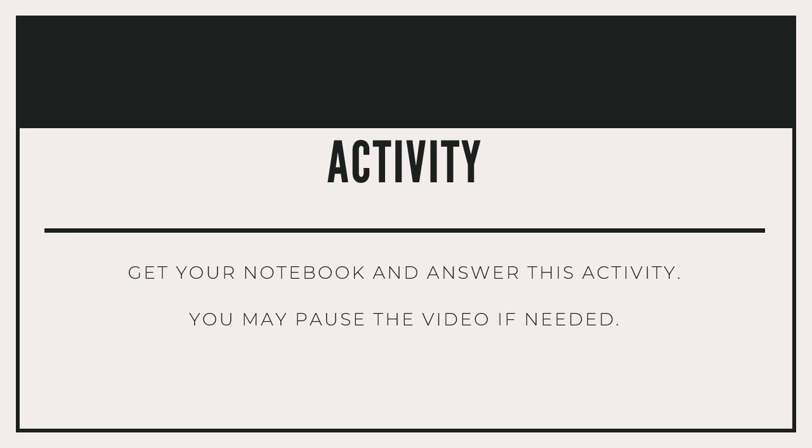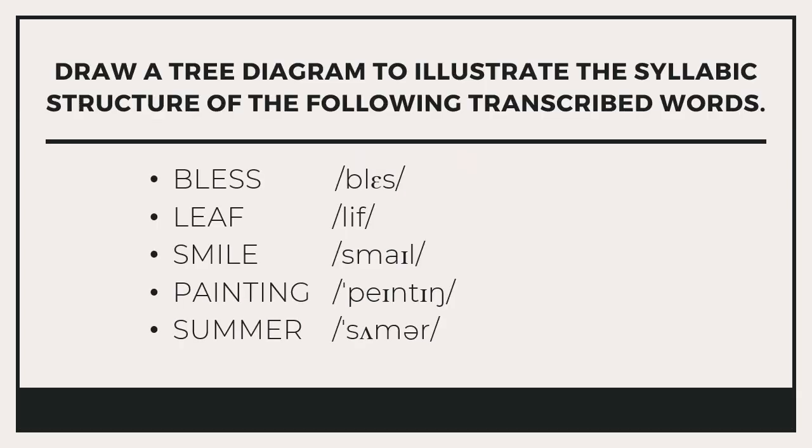This time, let us have a short activity. I want you to get your notebooks and try to answer this activity on your own. So you may pause the video if you need to. So now what you're going to do is you're going to draw a tree diagram to illustrate the syllabic structure of the following transcribed words. So we have 5 different words. We have bless, leaf, smile, painting, and summer.